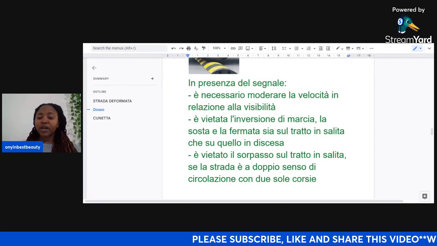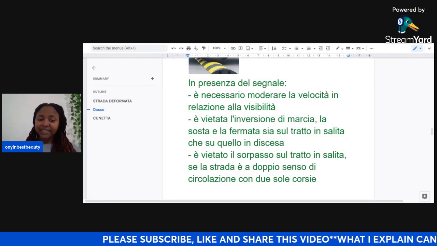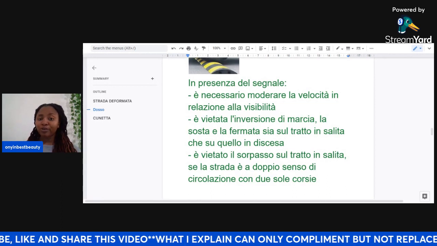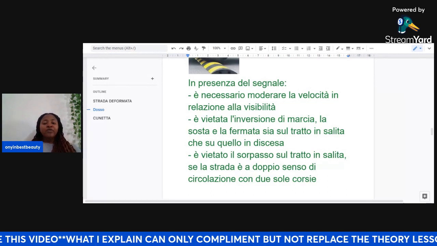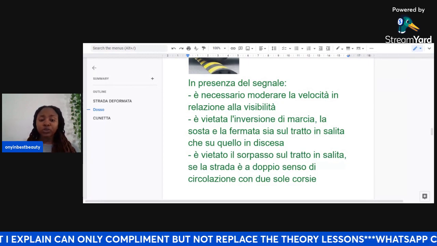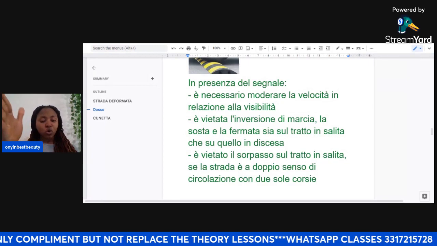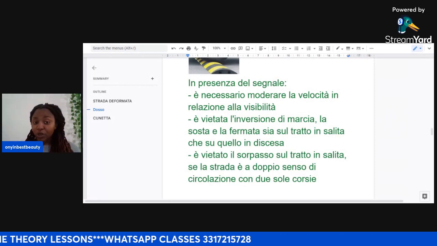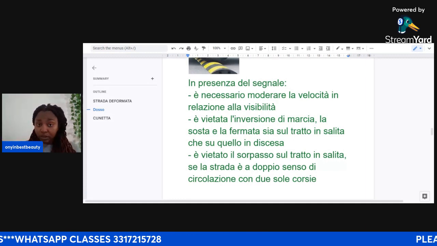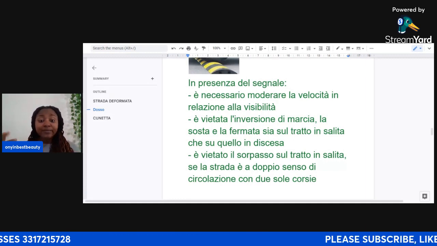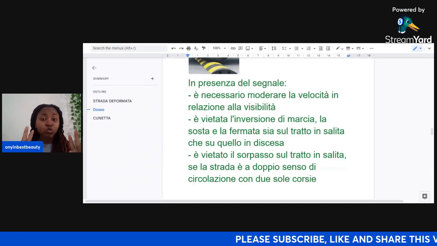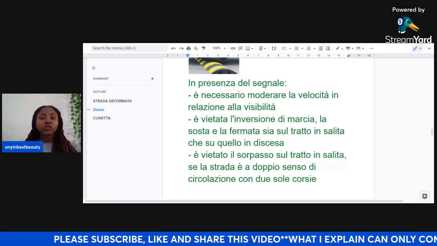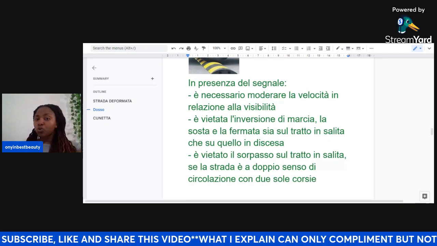È vietato il sorpasso sul tratto in salita se la strada è a doppio senso di circolazione con due sole corsie. Now, when you find yourself at a dosso, when you go up, listen. When you find yourself at a dosso, meaning what? When you're coming up, the visibility is not there. You are forbidden to do overtaking if that road you drive on is doppio senso, so two-way circulation with only two lanes, one lane for those who are going, the other lane used for those from the opposite direction who are coming.